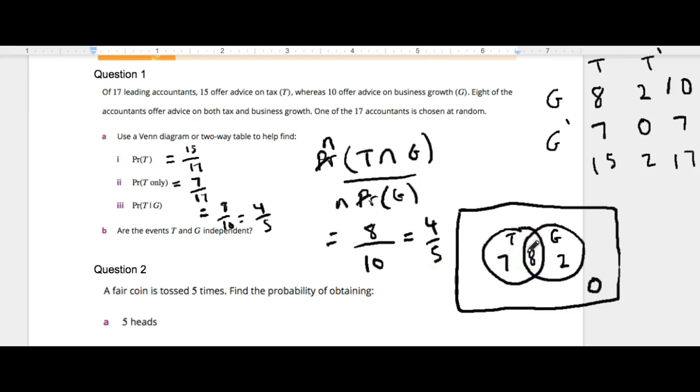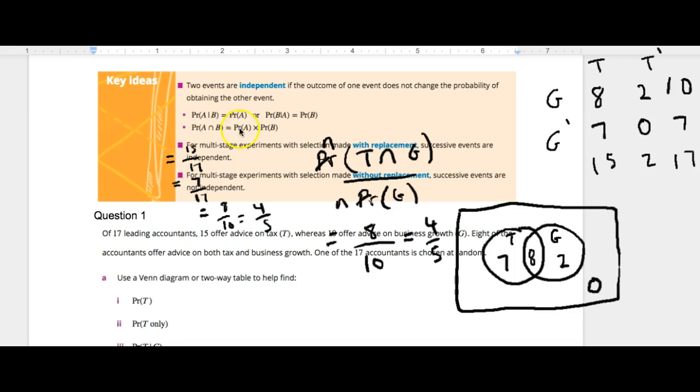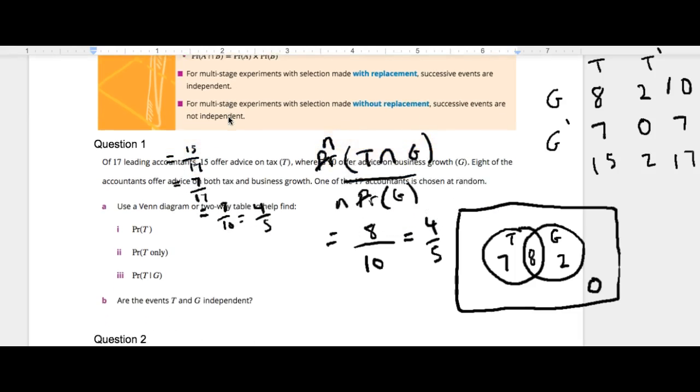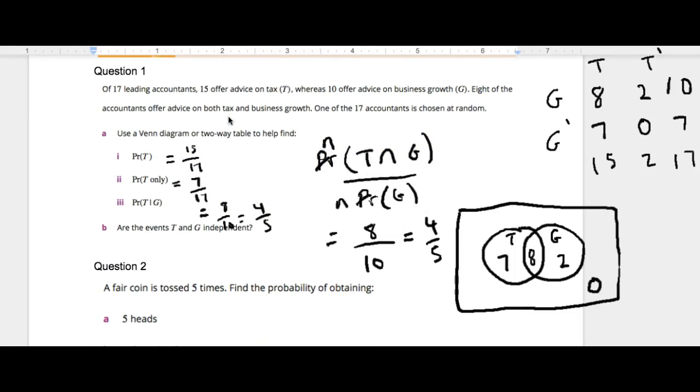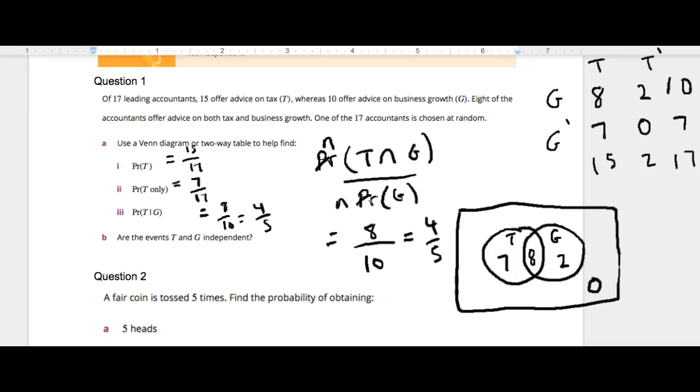Okay, a bit of writing on here, so let's see if we can fit the final question in. Are the events T and G independent? This is where you need to use your independent formula, we'll check using this formula. So the probability of A and B equals the probability of A. So let's just put that back.